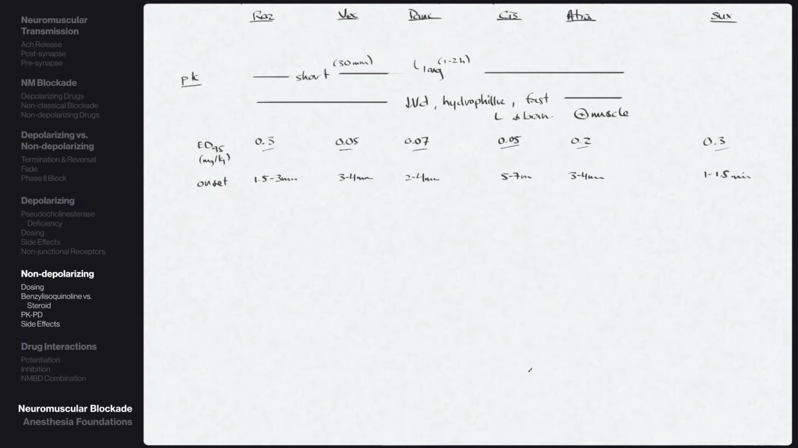Now let's talk about cisatracurium and atracurium, these benzylisoquinolines, because this will make a little bit more sense why we talk about potency and the idea of onset. So let's go into the metabolism and excretion of our pharmacokinetics. We know that cisatracurium and atracurium, these benzylisoquinolines, are broken down by two mechanisms: ester hydrolysis and Hofmann elimination.